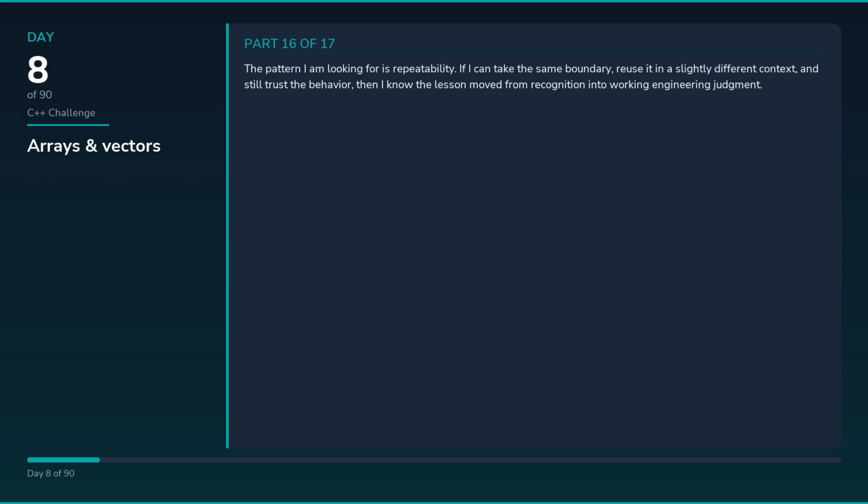The pattern I am looking for is repeatability. If I can take the same boundary, reuse it in a slightly different context, and still trust the behavior, then I know the lesson moved from recognition into working engineering judgment. That is also why these daily rewrites matter. They force me to say what the code is promising, what would break that promise, and what would help another engineer recover the intent without reading my mind.